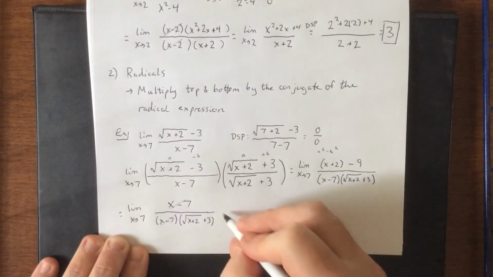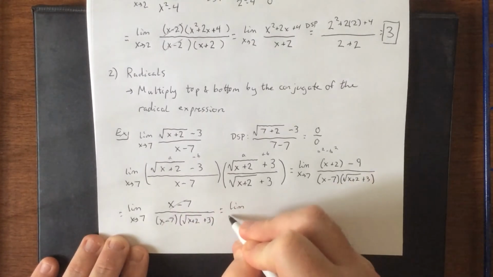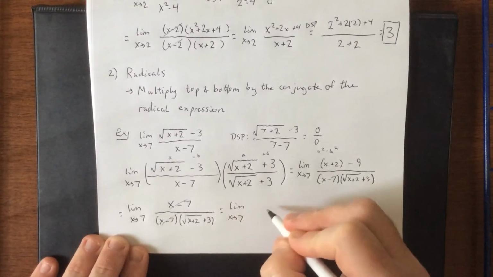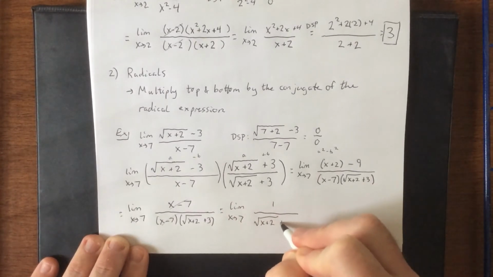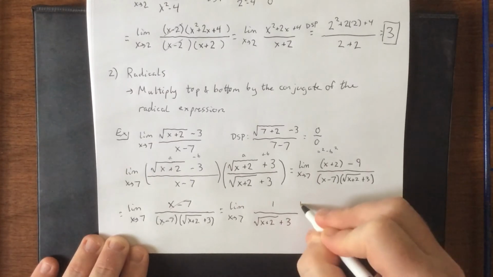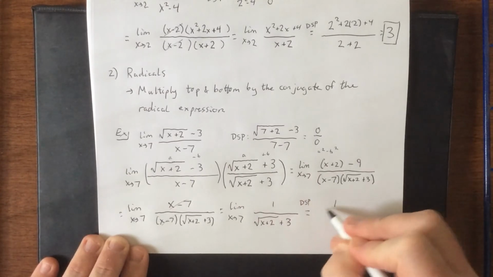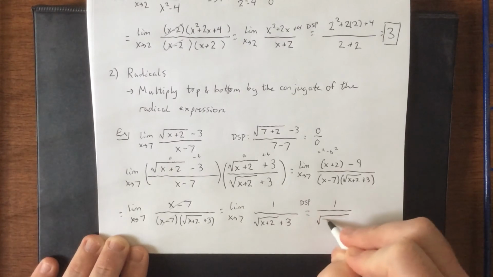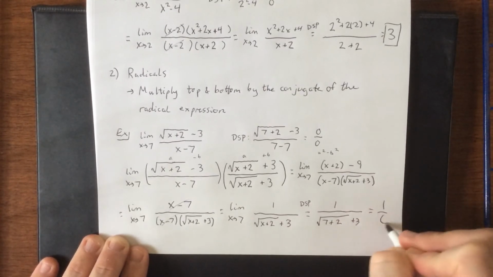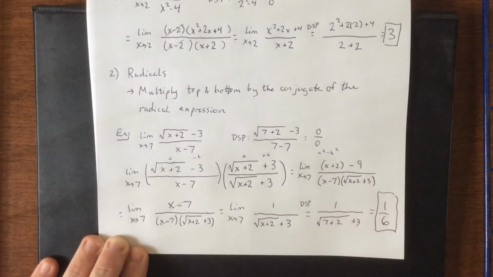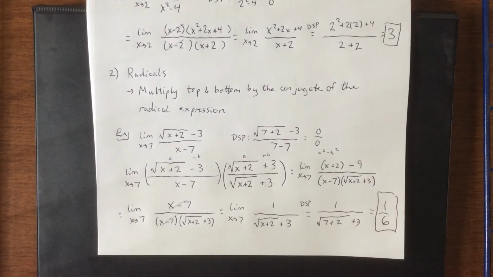You can cancel those out without penalty, and we're now dealing with the limit as x approaches 7 of 1 over the square root of x plus 2 plus 3. Now, once you attempt to use the direct substitution property, you will have a much more favorable result. Once simplified completely, that will become 1 over 6. So anytime you're dealing with a radical, this would be the way to go.